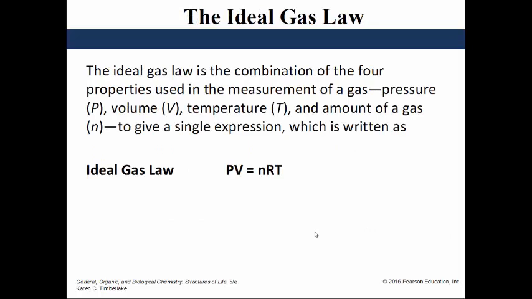Alright, next we'll move on to a very important equation in chemistry called the ideal gas law. The ideal gas law is the combination of 4 properties used to measure a gas: the pressure, the volume, the temperature, and the amount, to give a single expression. It's written as PV equals nRT. So pressure times volume will equal the amount of the gas times R, which is a constant, which we'll talk about next, times the temperature. If you take a chemistry class, you will see this equation quite often.